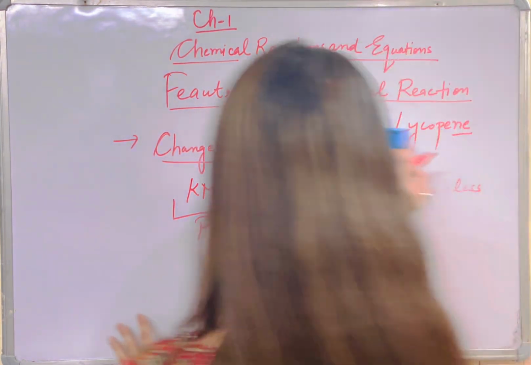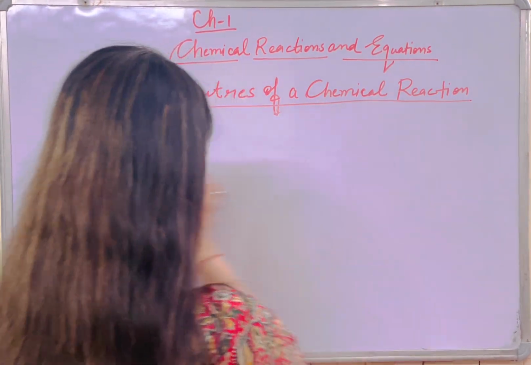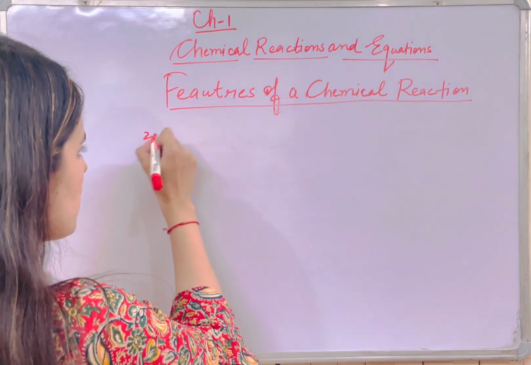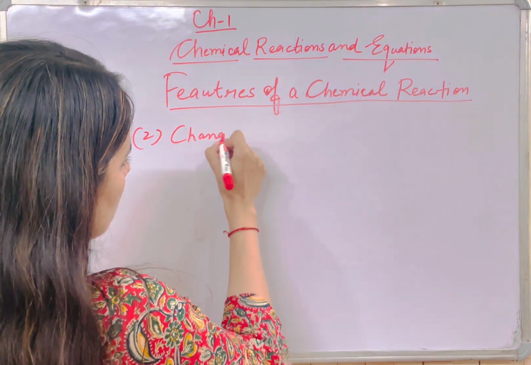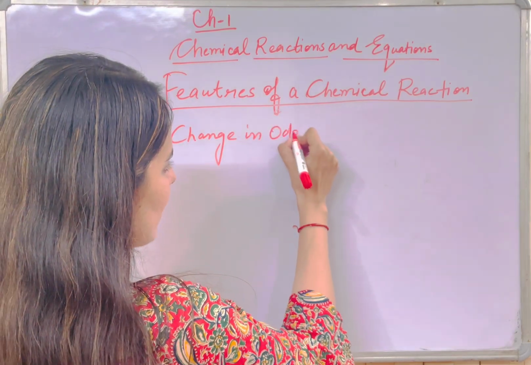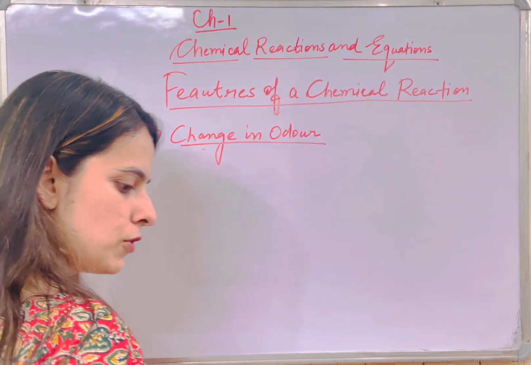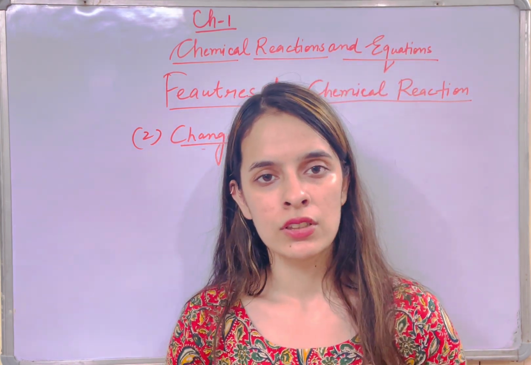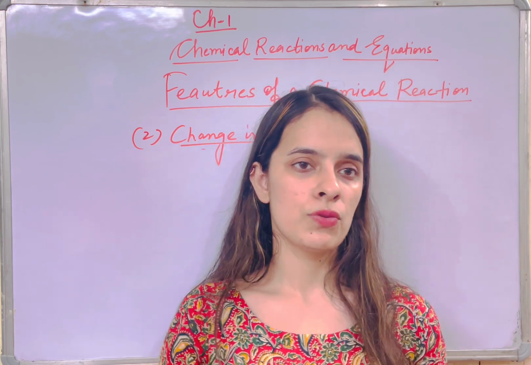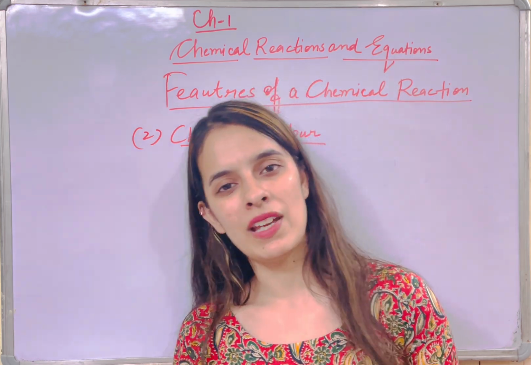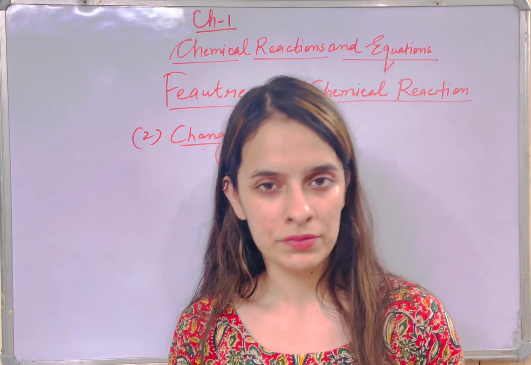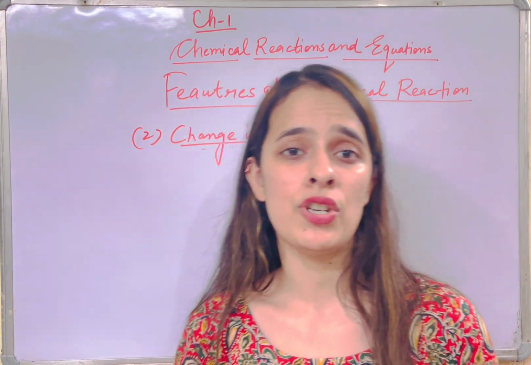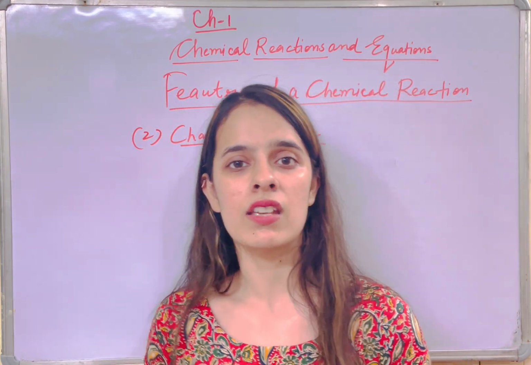So the next feature of a chemical reaction is change in odor. Odor means smell. If you keep food outside for a long time, then a foul smell starts coming from the food. That shows that the fresh fruits are turning and giving a foul smell. There is a change in odor, right? And one more example is an egg: a fresh egg can change into a rotten egg and it starts giving off a smell.